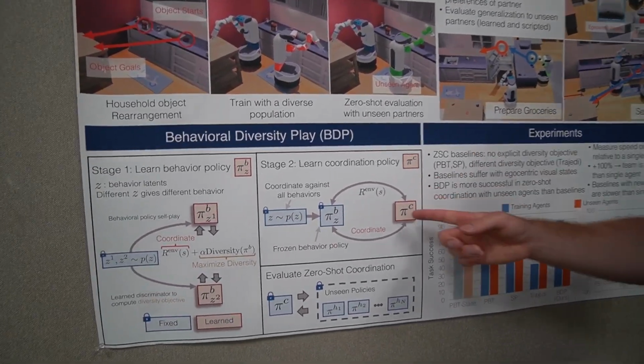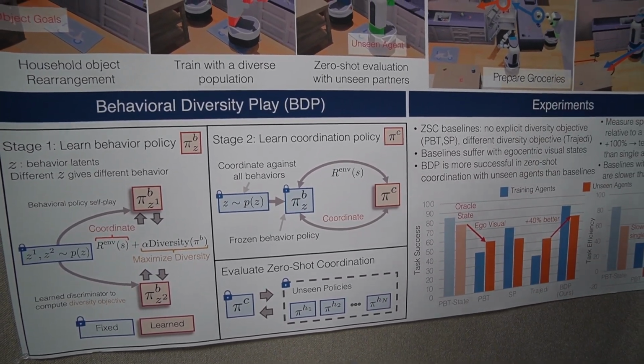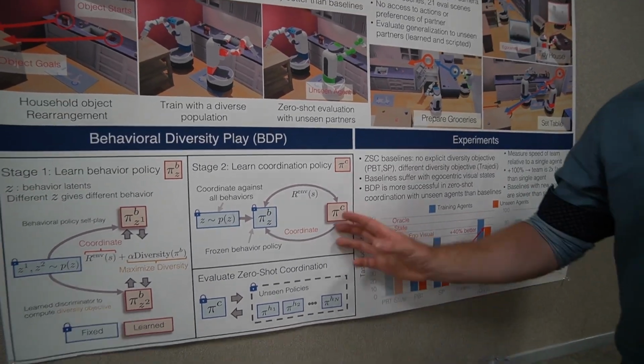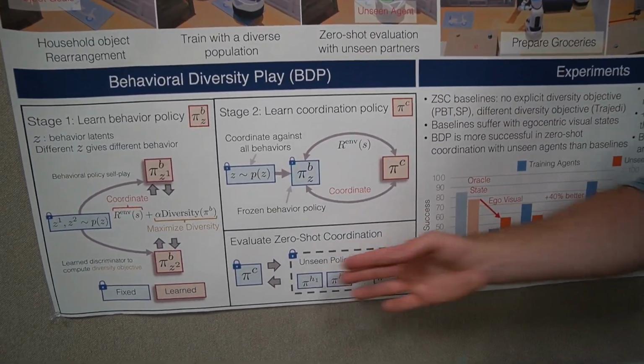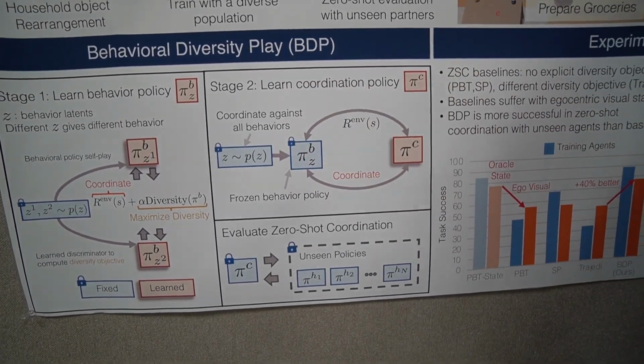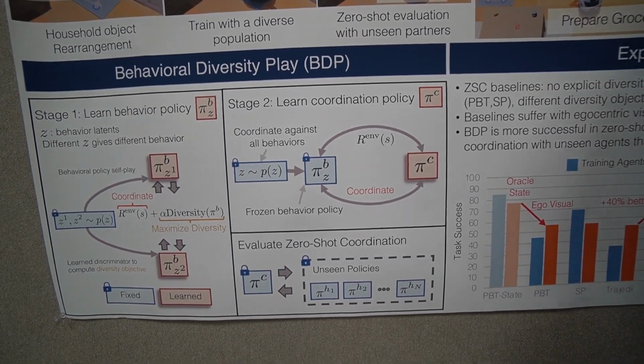So the idea is that by training against all these different diverse behaviors, the coordination policy should be very robust to anything a partner might do. Now, at evaluation time, hopefully these unseen policies that we did not train with will lie within the distribution generated by the behavior policy, and we'll be able to generalize to this new behavior.